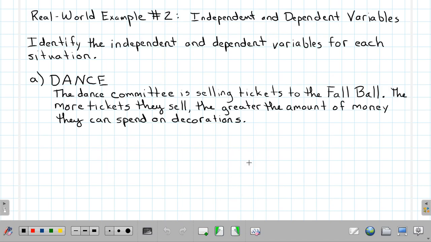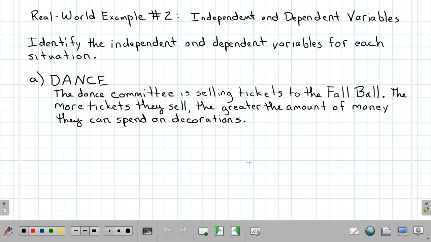So let's go ahead and look at an example here. There's technically two parts, but after this we'll be done here. Okay, so real world example number 2: independent and dependent variables. Identify the independent and dependent variables for each situation. They're going to give you a couple of real world situations here, and you have to tell, first off, what the variables are, and then also which one's independent, which one's dependent. So let's look at part A, talking about a dance here.